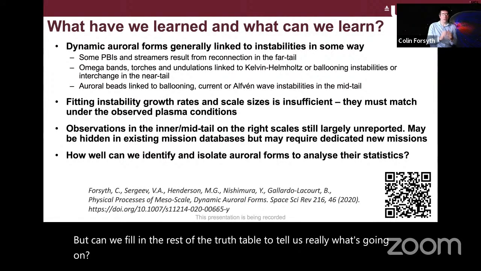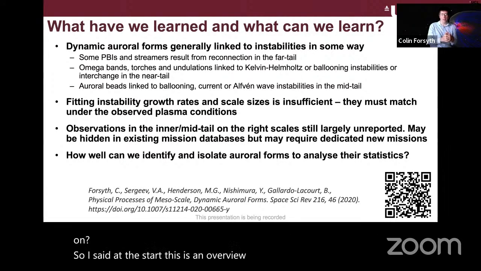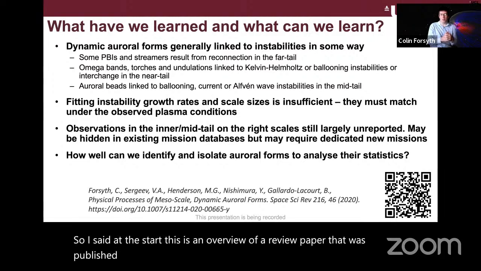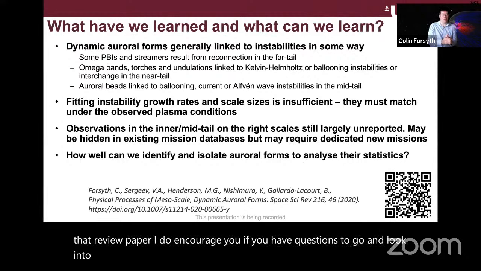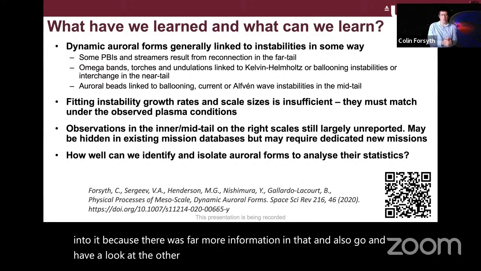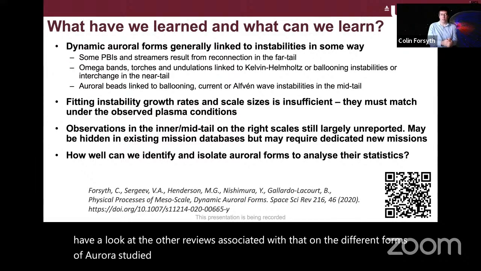So as I said at the start, this is an overview of a review paper that was published in Space Science Reviews in 2020. The QR code will take you to that review paper. I do encourage you, if you have questions, to go and look into it, because there was far more information in that. And also go and have a look at the other reviews associated with that on the different forms of aurora studied by the different groups.